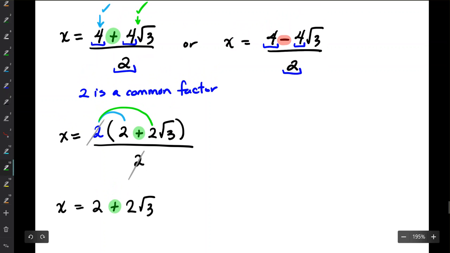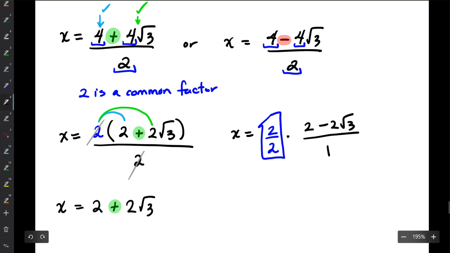Okay? Another way, this isn't any different except there's a minus sign there, but sometimes factoring out that 2 looks a little strange to people. So here I'm going to write it like this. Are these equal? They sure as heck are.